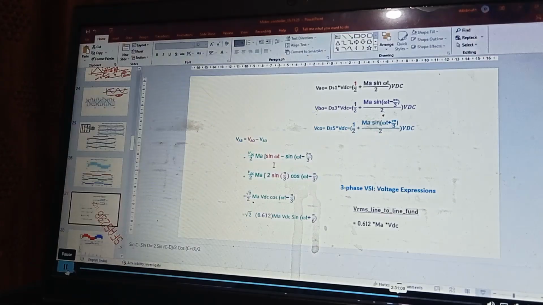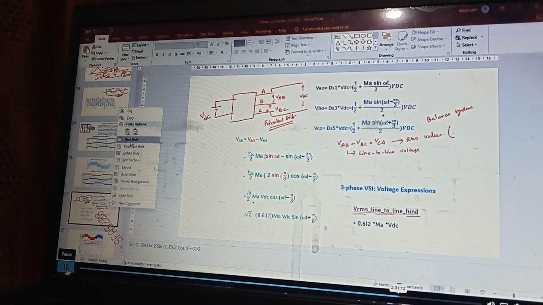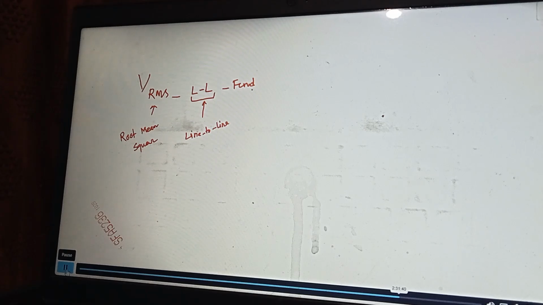Let me also write it down in a separate slide to make things more clear. So what I'm trying to say, VRMS. RMS, I believe everyone knows, root mean square. We also discussed it earlier. And again, a first year basics. Even it is taught in class 11, 12. VRMS, line to line fundamental. This term indicates line to line voltage, and fundamental indicates fundamental frequency component.